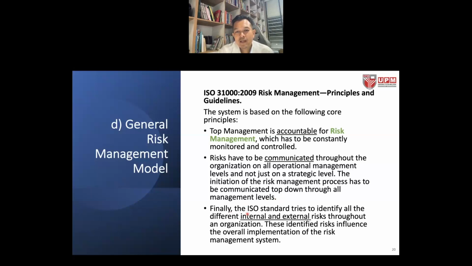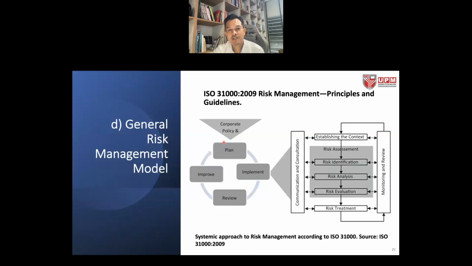Finally, the standard tries to identify all the different internal and external risks throughout the organization, internally as well as externally. These identified risks influence the overall implementation of the risk management system. So it is summarized in this systemic approach to risk management according to ISO 31000, adapted from ISO 31000:2009.